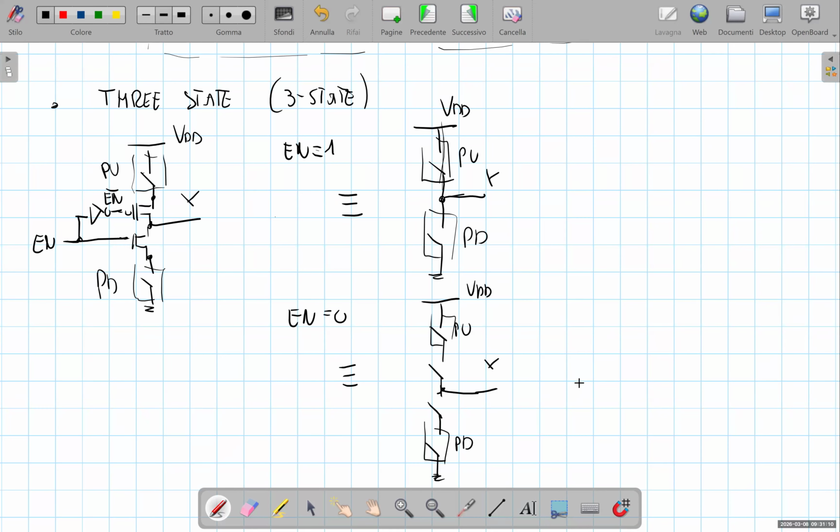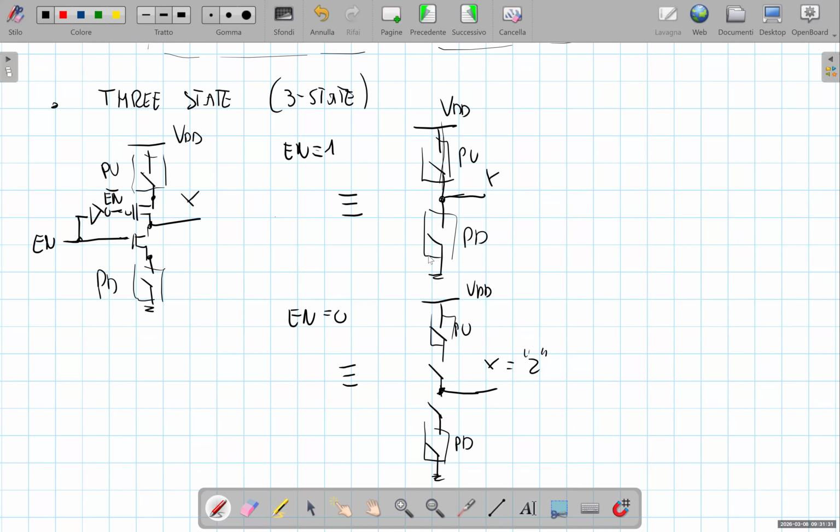So in this case, the output of the gate, no matter what is the state of the pull-up network or the pull-down network, is in the high impedance state. So it means that the output is not connected neither to VDD nor to ground.